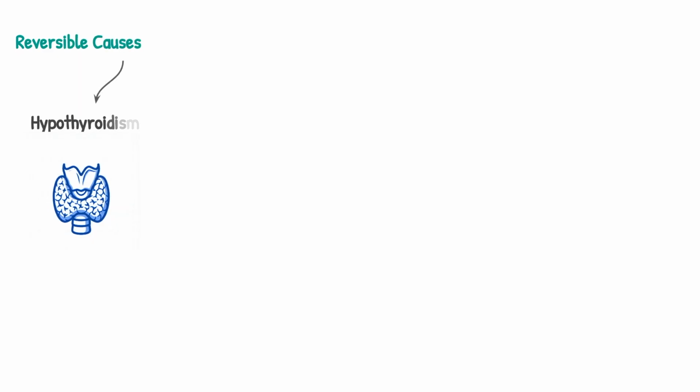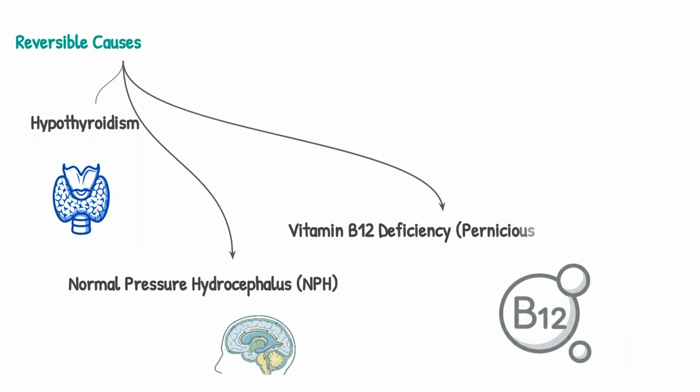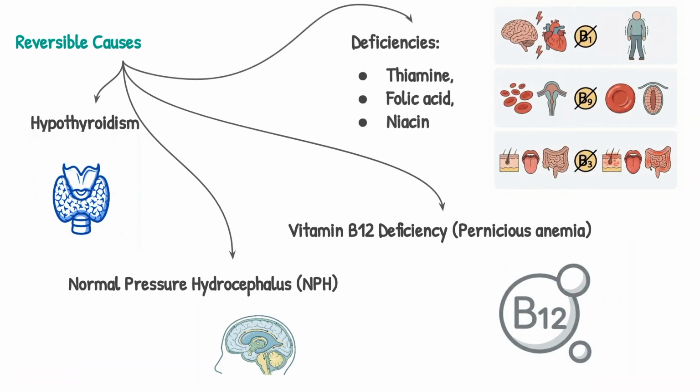Some causes of dementia are reversible, such as hypothyroidism. Another reversible cause is normal pressure hydrocephalus, or NPH. Vitamin B12 deficiency, which can cause pernicious anemia, is also a reversible cause. Other deficiencies that are reversible causes include thiamine, folic acid, and niacin deficiencies.